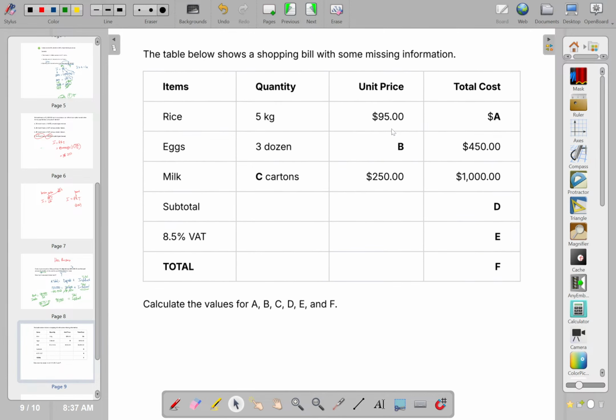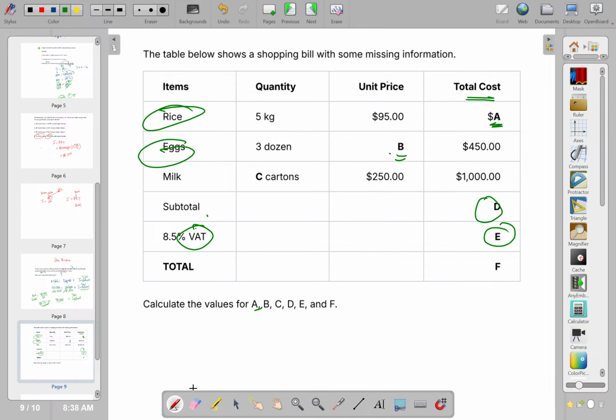So the table shows a shopping bill and has some missing information. Okay. So it says to calculate all of the letters A, B, C, D, E, and F. You can see that A is right here. That's representing the total cost for the rice. B is the unit price for the eggs. D is the subtotal, the value added tax.